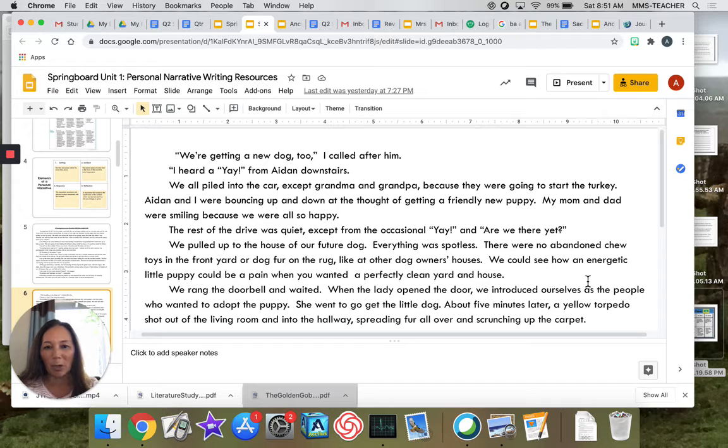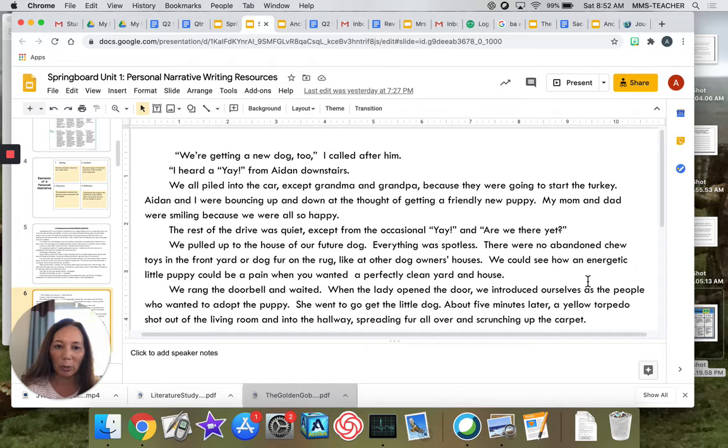We all piled into the car except Grandma and Grandpa because they were going to start the turkey. Aiden and I were bouncing up and down at the thought of getting a friendly new puppy. My mom and dad were smiling because we were all so happy. The rest of the drive was quiet except for the occasional "yay" and "are we there yet?" We pulled up to the house of our future dog. Everything was spotless. There were no abandoned chew toys in the front yard or dog fur on the rug like at the other dog owners' houses. We could see how an energetic little puppy could be a pain when you wanted a perfectly clean yard and house. We rang the doorbell and waited.